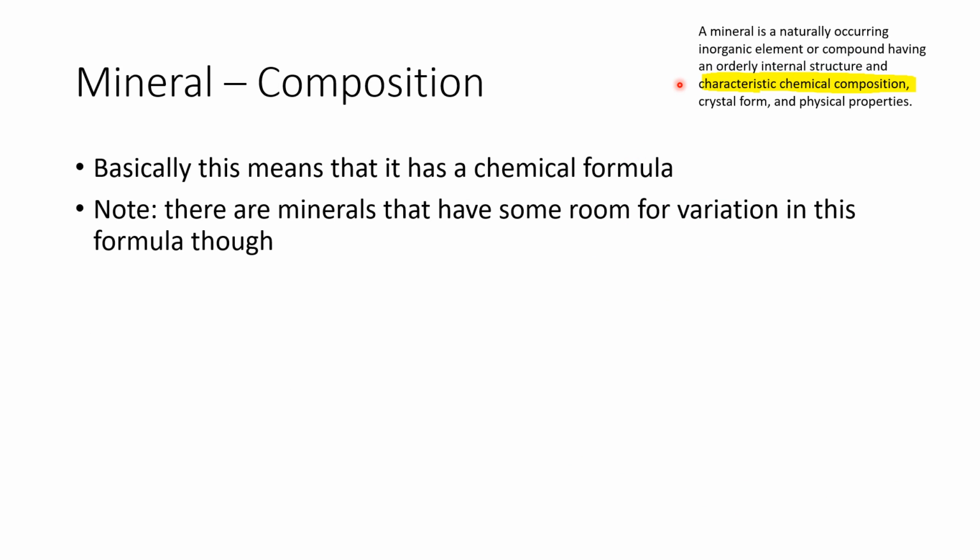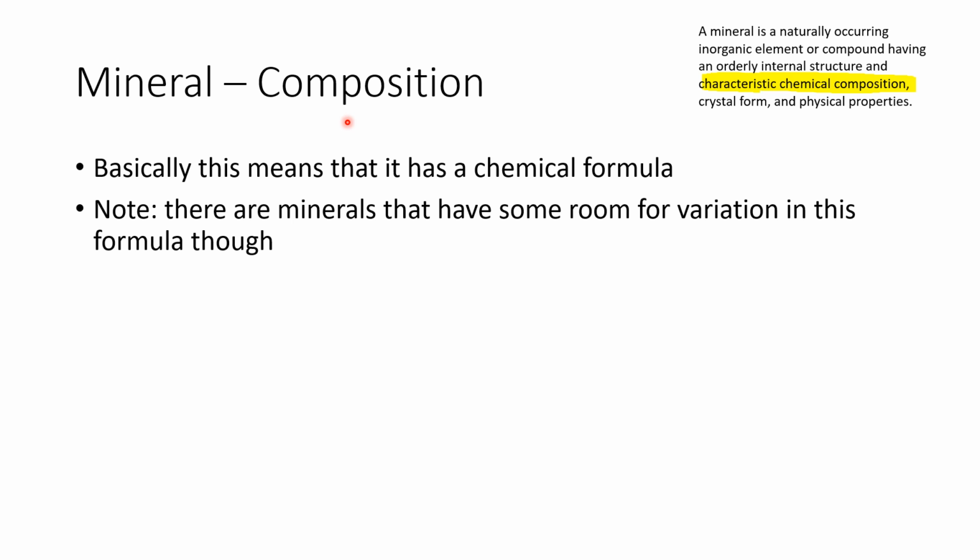Okay, characteristic chemical composition. On the simple version, this just means it has a chemical formula that we can be sure of. Unfortunately, the simple version is not necessarily going to hold, because we allow for some variation in this formula, and we'll talk about those under the specific mineral classes, where you can have some different composition. But basically, think of this set composition as what the chemical formula is.